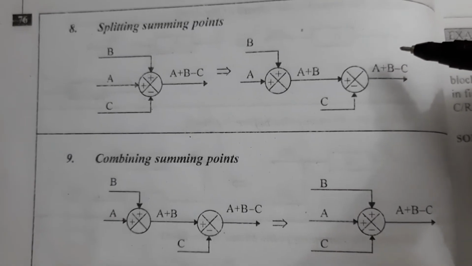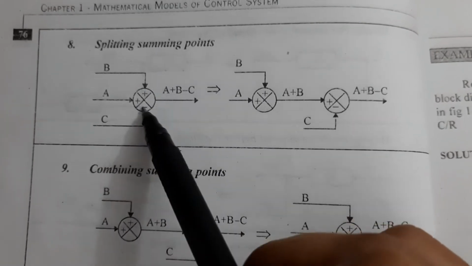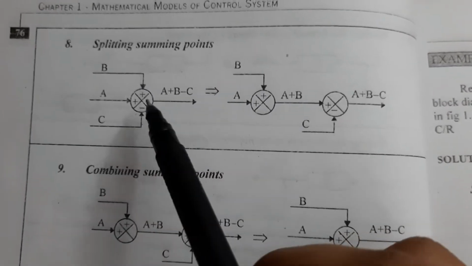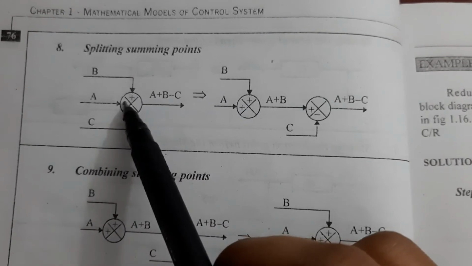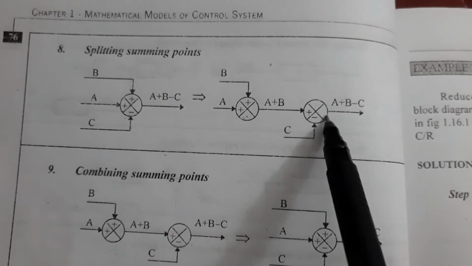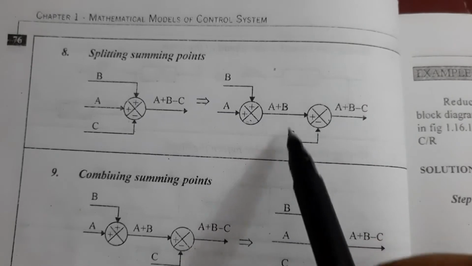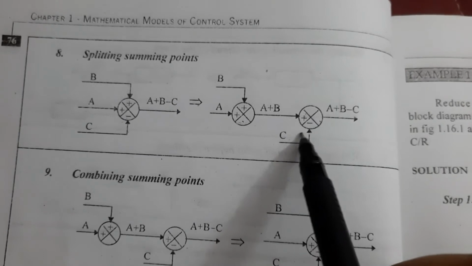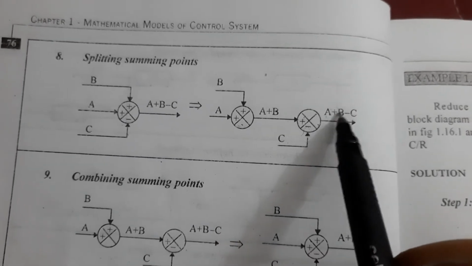Next one is splitting summing points. So here a, b, c, and this is the summing point, the functions are plus, plus, minus, so we will get a plus b minus c. So now we are splitting this summing point into two. So now we take this a plus b, meaning we just take the minus sign here. So now we will get a plus b here, again we have to add this a plus b with this minus c. So for a plus b we have a plus symbol, and for minus c we include this minus. So we will get the result as a plus b minus c.